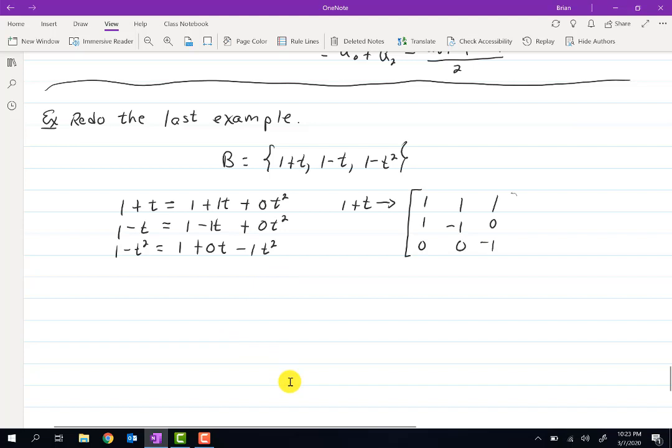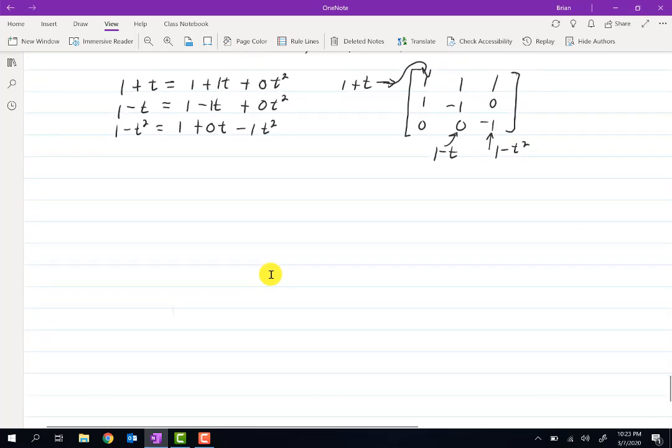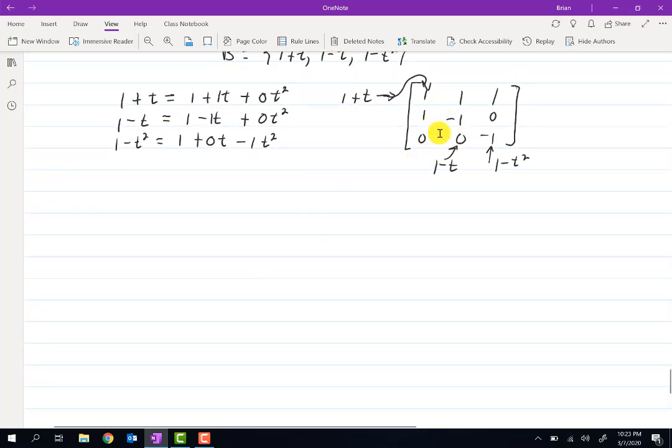If you did yours upside down from mine, supposing you always start from the highest power going down, no problem. You'll get the same thing, it will work. It'll just be upside down from what I'm doing. 1 minus t will be that guy, and then 1 minus t squared is that guy. So this, let me snake it up over here so we can see which ones are which. Now I'm going to do the matrix stuff on this and see if I get an invertible matrix.